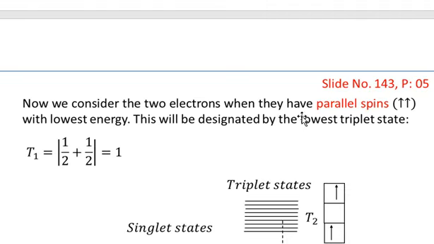Now we consider the two electrons when they have parallel spins. Here you can see that the two arrows have been shown parallel to each other with the lowest energy. This will be designated as the lowest triplet state, that is T1. The total spin in the case of triplet state T1 will be half plus half, equal to 1. And this 1 is the total spin of the system when the system is in the triplet state T1. Since the total spin is 1 and the multiplicity is given by 2S plus 1, if you put S equal to 1, then 2S plus 1 will be equal to 3. That is why the multiplicity is 3, and that's why these are called triplet states. So T1 is a triplet state.